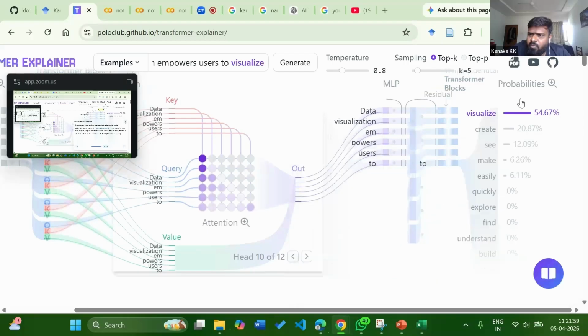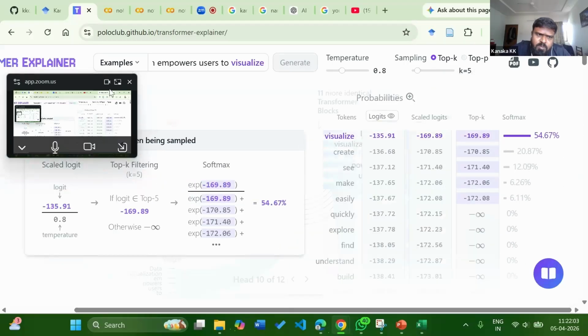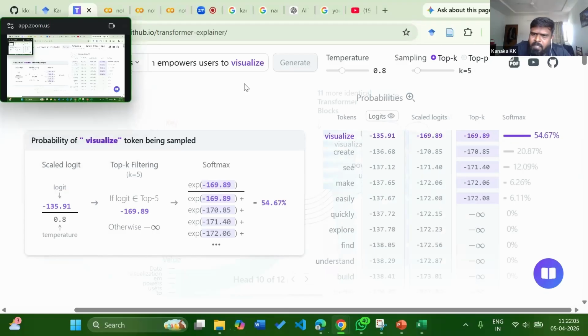And finally, we have reached the final aspect of the transformer architecture, that is called logits. What are logits? They are simply likelihoods, likelihoods which are expressed in negative logarithm.